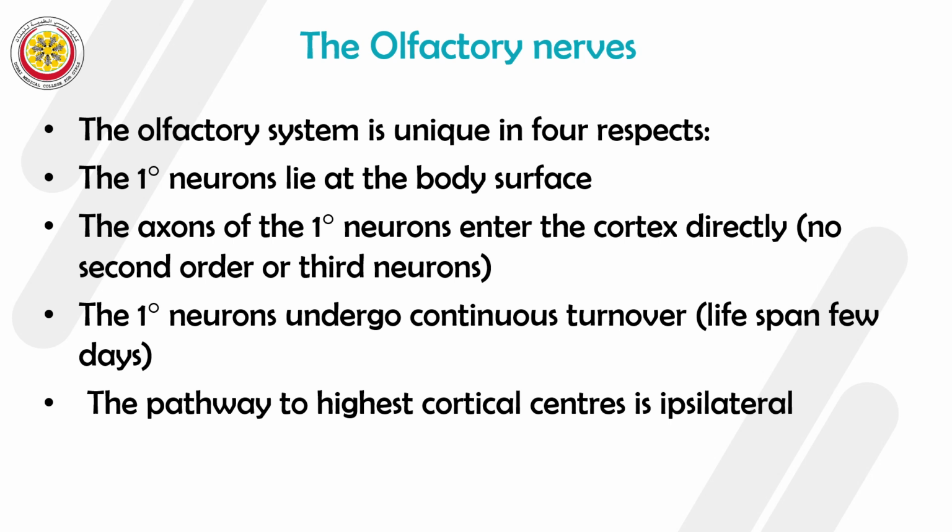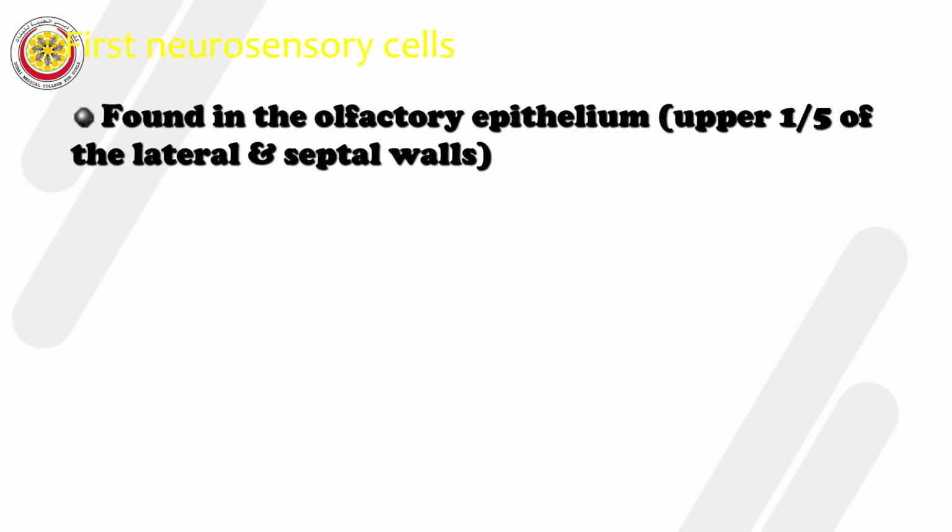And then the pathway to the highest cortical centers is ipsilateral. What is that? On the same side. They do not cross. But the others, they decussate, they cross, and all of that, but this is different. They do not cross. Excellent. You have a problem here or here, same side, same side. So these are differences between olfactory pathways and the others.